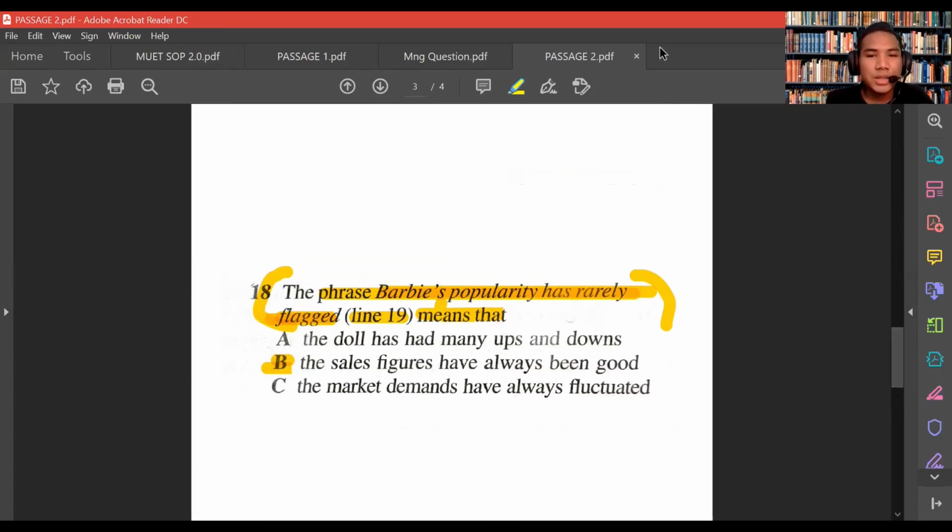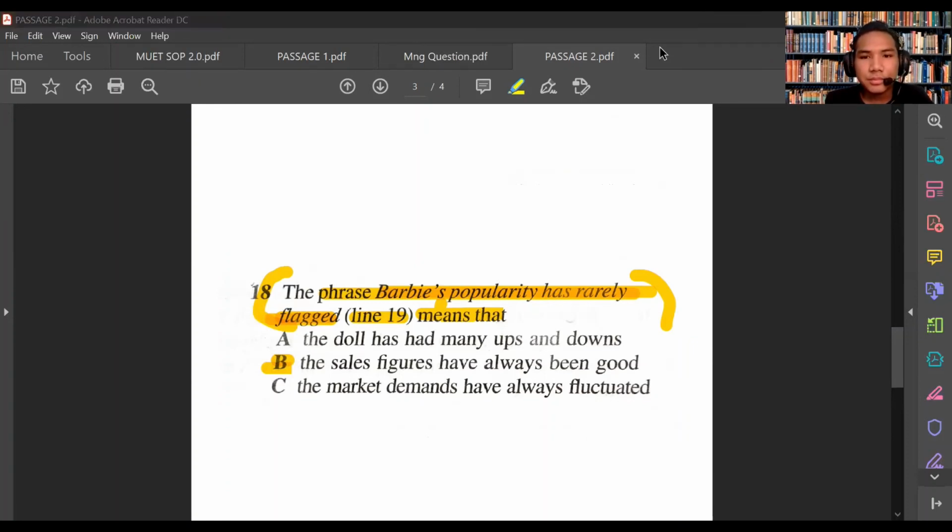And that's how you answer the MNG question based on the S.O.P. that has been explained. So that's all on how to apply the MNG S.O.P. in answering the MNG type of question. Again, we hope that you all can understand it and apply it in answering MNG questions in your future.